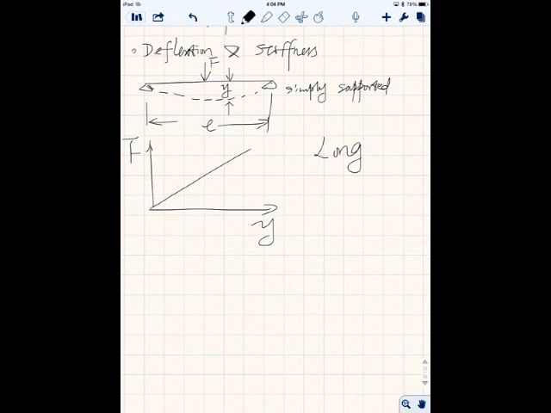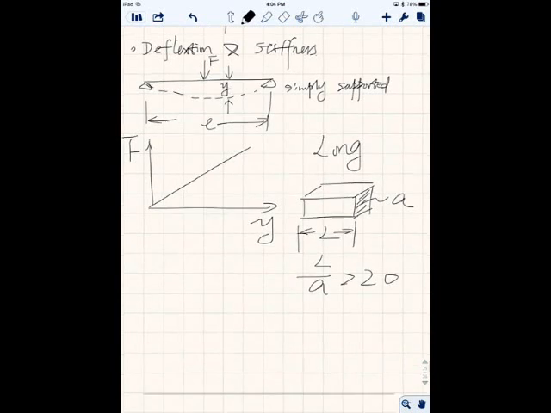Now, sometimes you may ask me, hey, how do you define long, right? We're not liberal arts, we're engineers. We like numbers, right? So long is L divided by A bigger than 20. So it tells you when you have a beam, the length divided by the cross-sectional area is more than 20, then you can call it a long beam, okay? If it's less than that, then we call it a short beam, okay? All right.